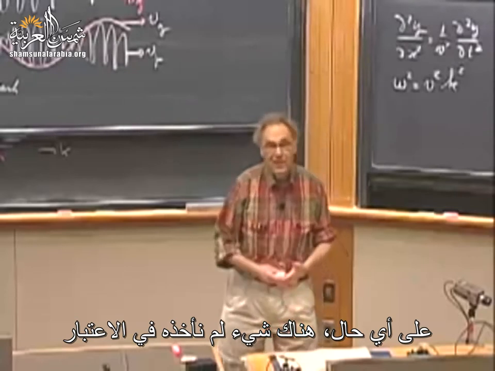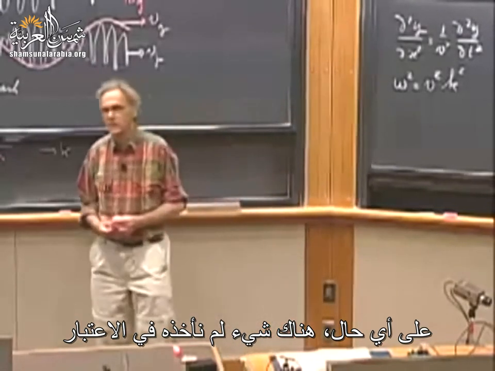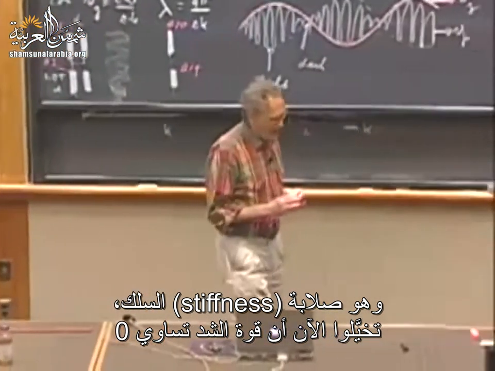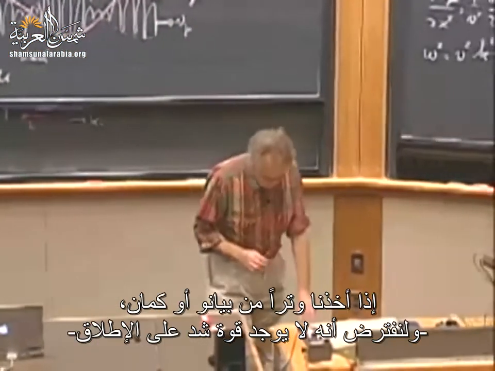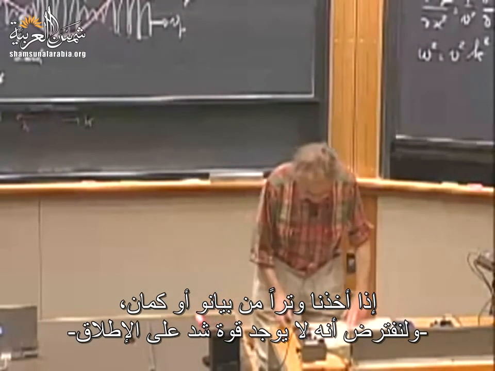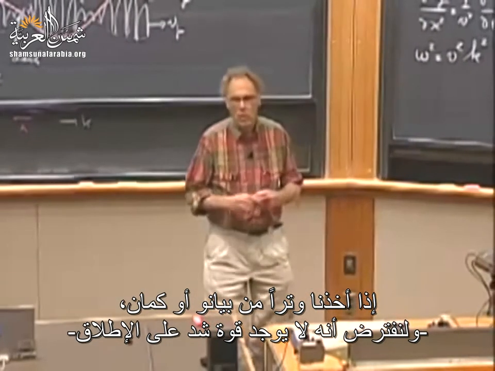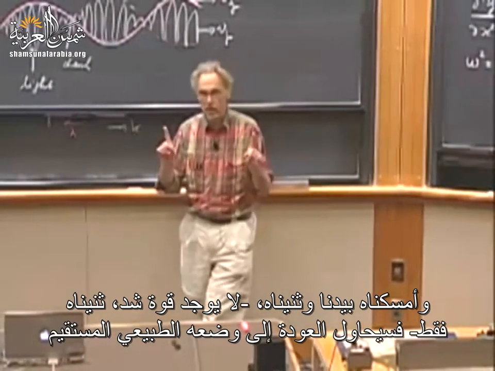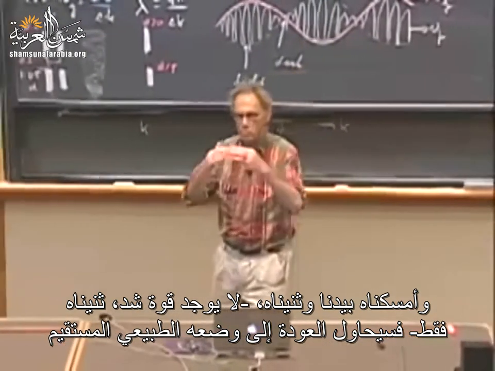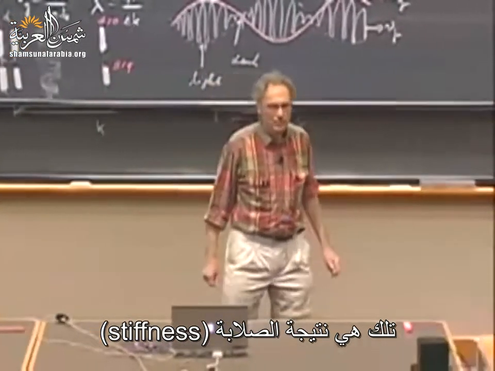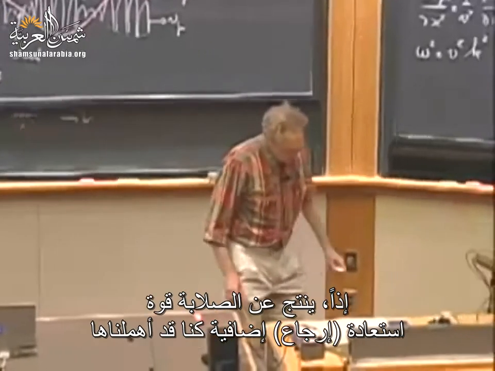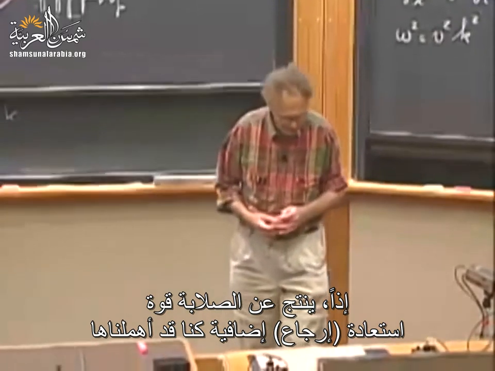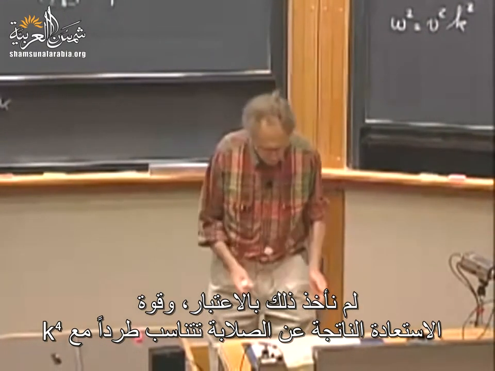However, there is something that we did not take into account, and that is the stiffness of the wire. Imagine for now that the tension is 0. So you take a piano string, or the string from a violin, and assume there is no tension at all. You take it in your hand and you bend it. There's no tension, you just bend it. It wants to straighten out. That's the result of stiffness. And due to the stiffness you get an extra restoring force, which we have ignored. We didn't take that into account.